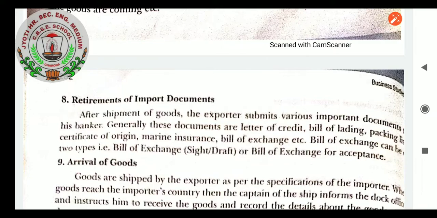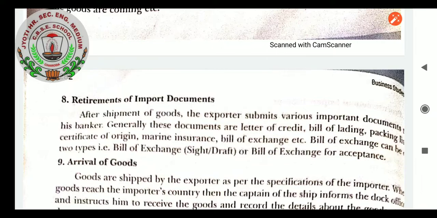Bill of exchange can be of two types, that is, bill of exchange at sight, or draft, or bill of exchange for acceptance. Okay. Next is arrival of goods, the ninth and the last second step of the import process.